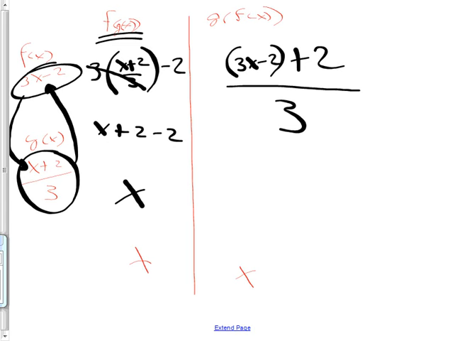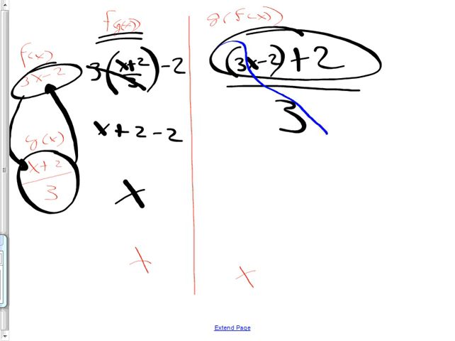In this case, the real question is, do I do the top of this fraction first, or do I do the canceling of the 3's first? Which one gets done first? A lot of people get this one wrong. Top of the fraction. Do you know why?